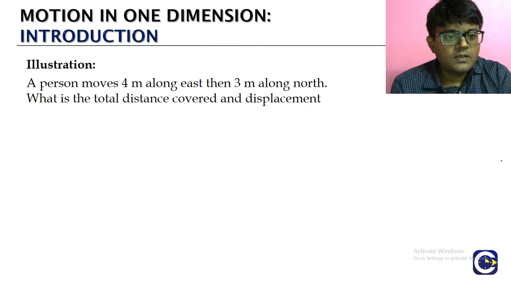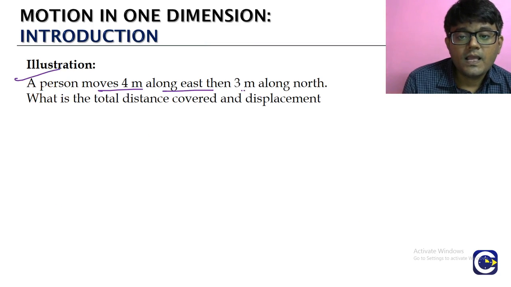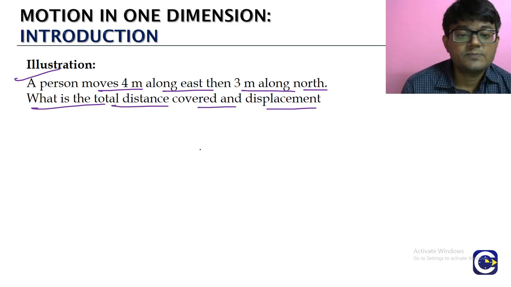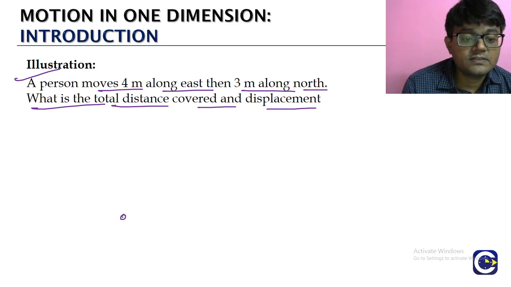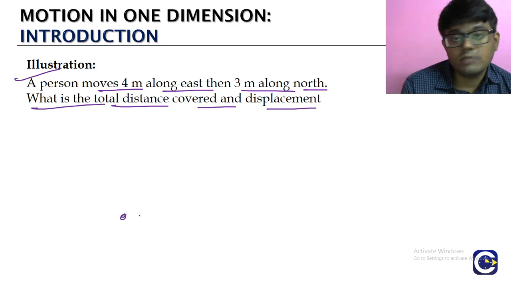Okay, let us see this question. A person moves 4 meter along east and then 3 meter along north. So first he is moving 4 meters along the east, then he is moving 3 meters along the north. What is the total distance covered and the displacement? To solve these kinds of questions, we must first try to depict the motion by using a diagram, otherwise we will not be able to solve.